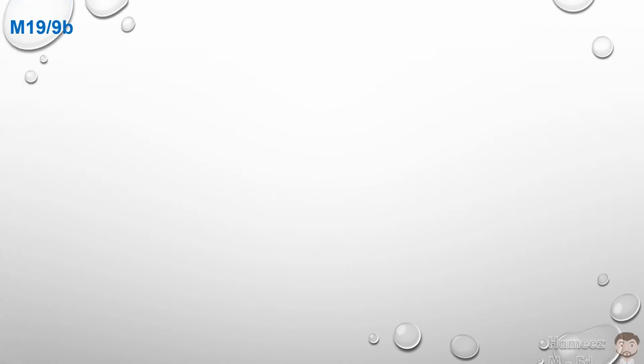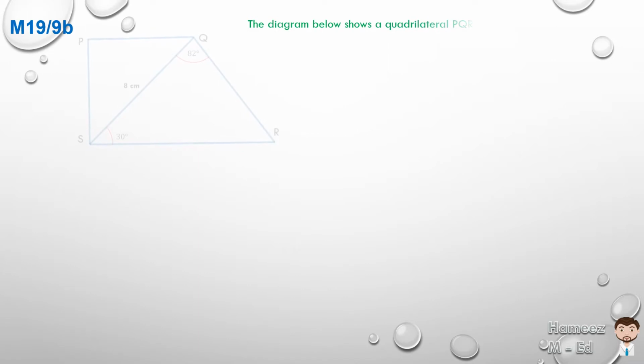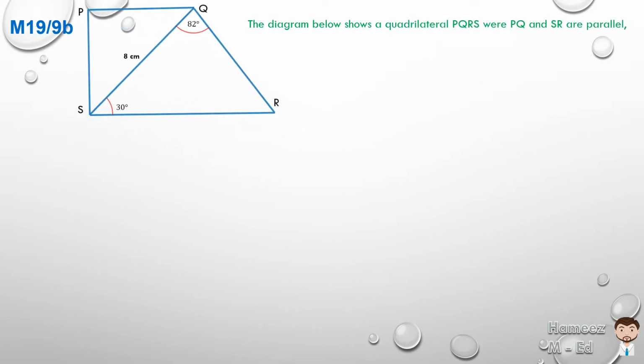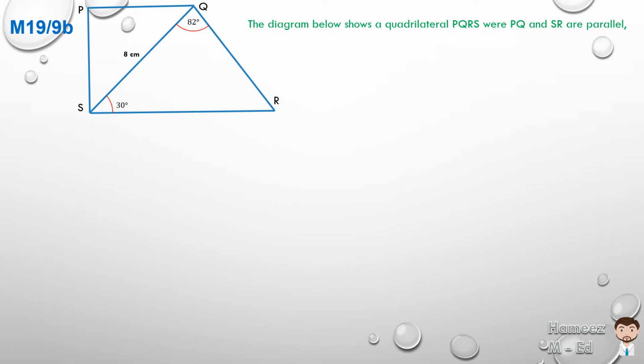May 2019, number 9b. The diagram shows a quadrilateral PQRS where PQ and SR are parallel, and we can see in the diagram those are the 2 horizontal lines, one above and one below. SQ is equal to 8 centimeters as identified. Angle SPQ is equal to 90 degrees, that's the angle up on top, which indicates that the angle below, PSR, is also 90 degrees. Angle SQR is equal to 82 degrees as shown in the diagram, and angle QSR is equal to 30 degrees. Determine, part 1, the length PS.